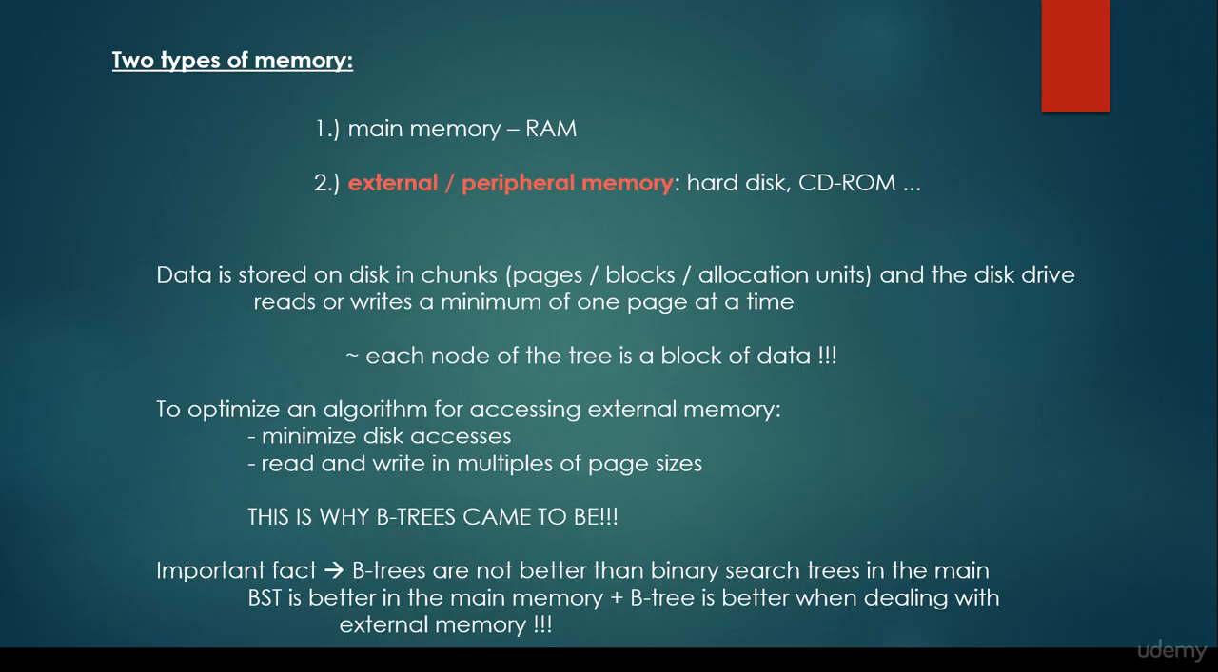So it is an important fact that B-trees are not better than binary search trees in the main memory, because binary search trees are better in the main memory and B-trees are better when dealing with external memory. Okay, so again, why is it good? Because we are able to store a block of data in a single node for a B-tree. And this is not the case for the other binary trees we have been discussing, such as the binary search tree, the red-black tree and the AVL tree.